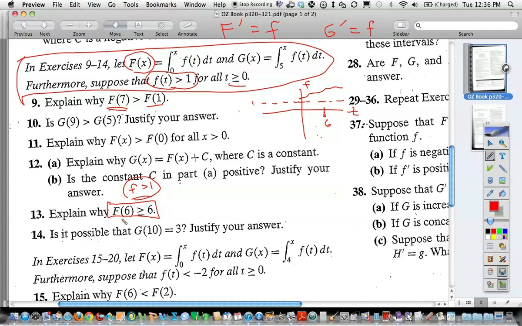Because every time you go over 1, you're getting at least 1 box of area, because it's always greater than 1. Let's come back to here. Yes, that's very much related to that. Right here, when you see big F of 6, and this is big F of x, what's big F of 6 mean then? Big F of 6 means the area from 0 to 6. Well, look at the area from 0 to 6. Isn't the area from 0 to 6 guaranteed to have that much area? There's a strip of area that's 6 that is guaranteed to be there, and probably more.